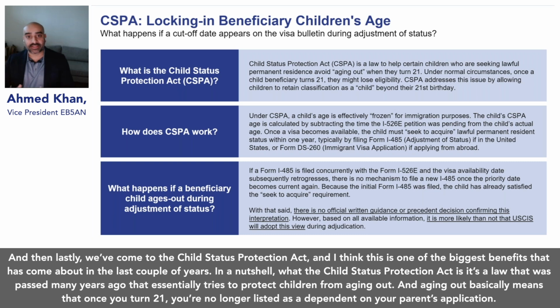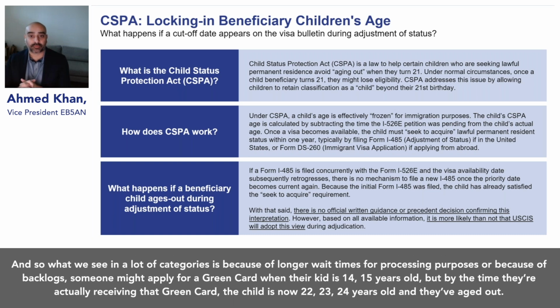And then, lastly, we come to the Child Status Protection Act. And I think this is one of the biggest benefits that has come about in the last couple of years. In a nutshell, the Child Status Protection Act is a law that was passed many years ago that essentially tries to protect children from aging out. And aging out basically means that once you turn 21, you're no longer listed as a dependent on your parents' application.